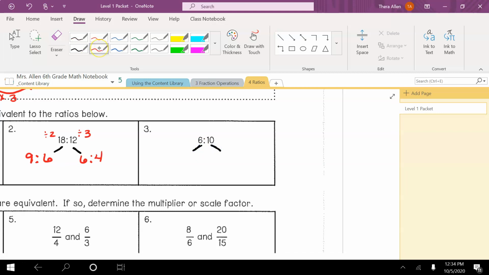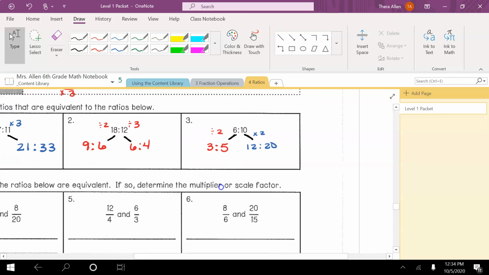Try 6 and 10. Well, I see they're both even, so I'm going to divide by 2. 6 divided by 2 is 3, and 10 divided by 2 is 5. Then I'm going to do a really simple one. I'm going to multiply them by 2. 6 times 2 is 12, and 10 times 2 is 20. So there's two equivalent ratios right there.